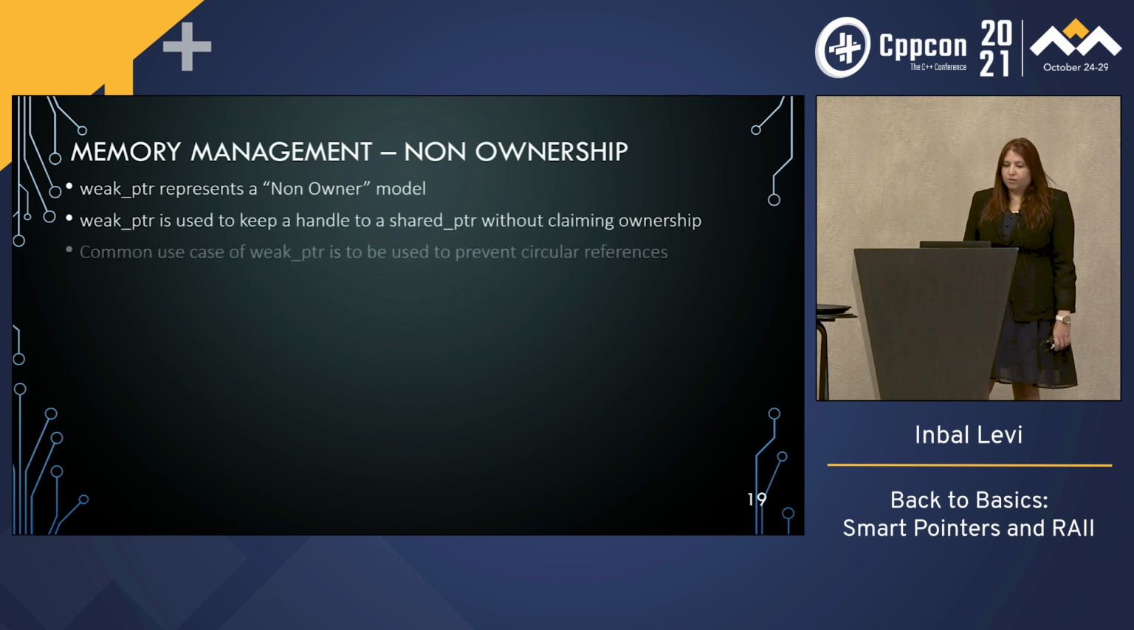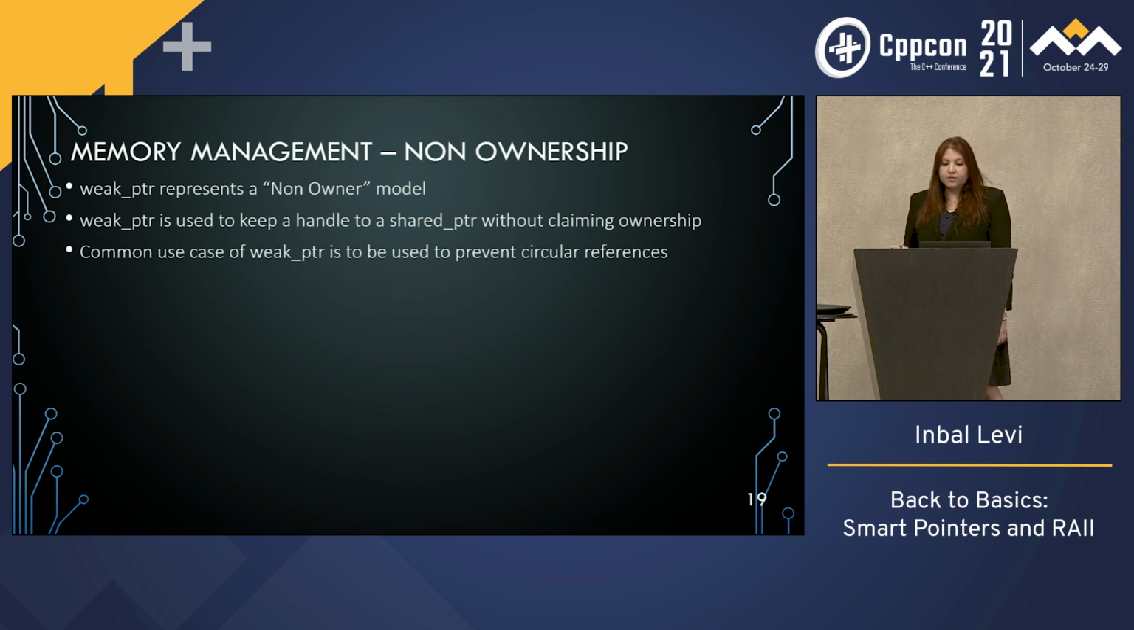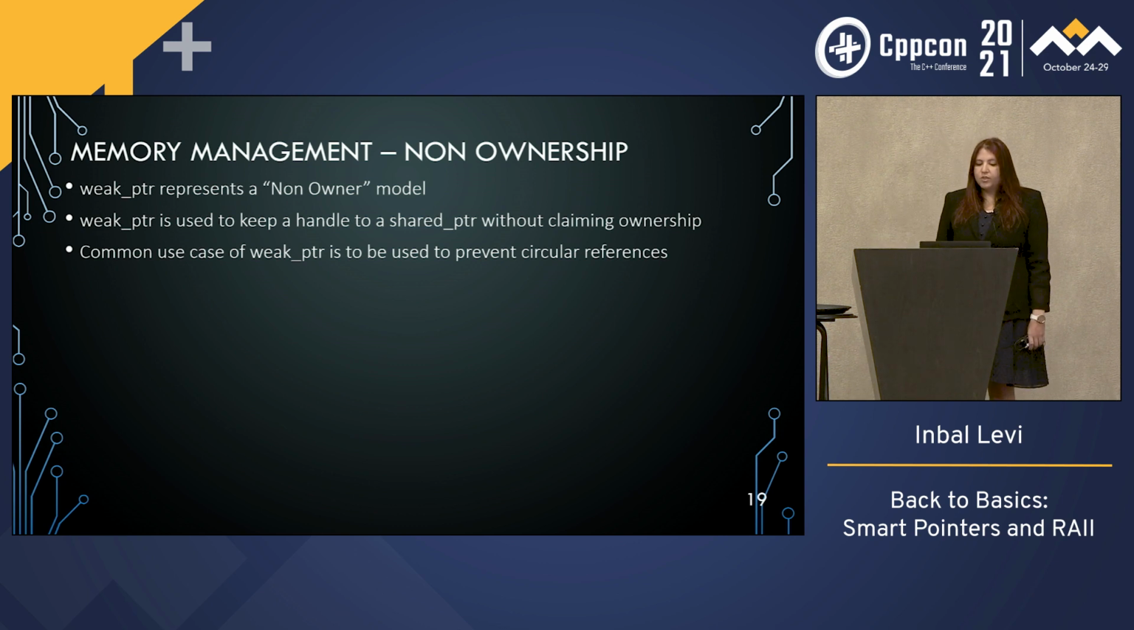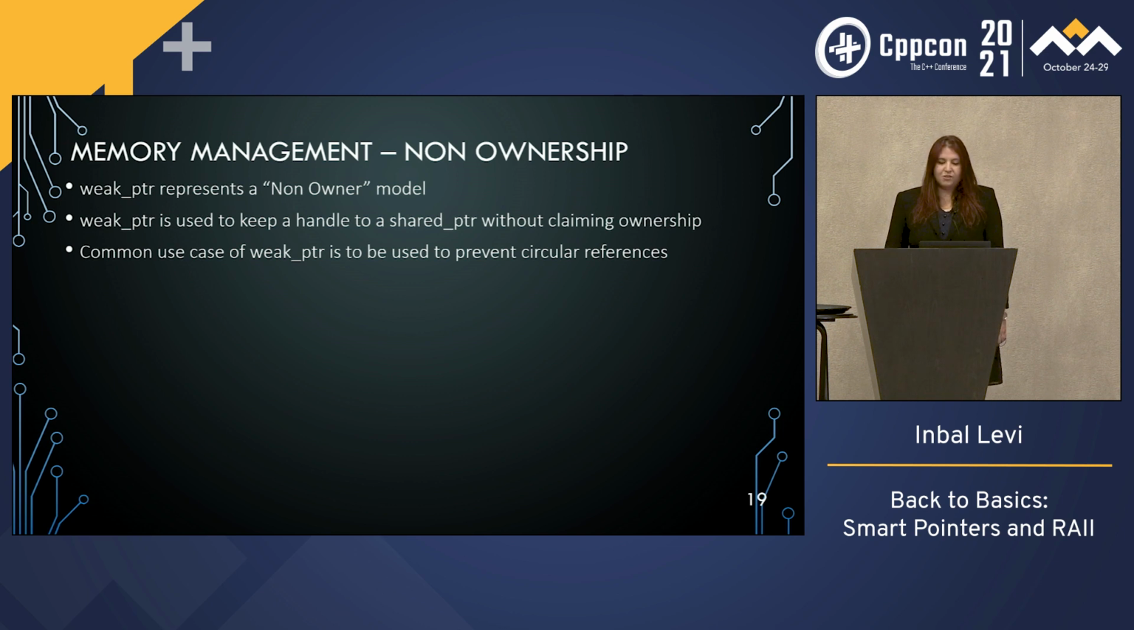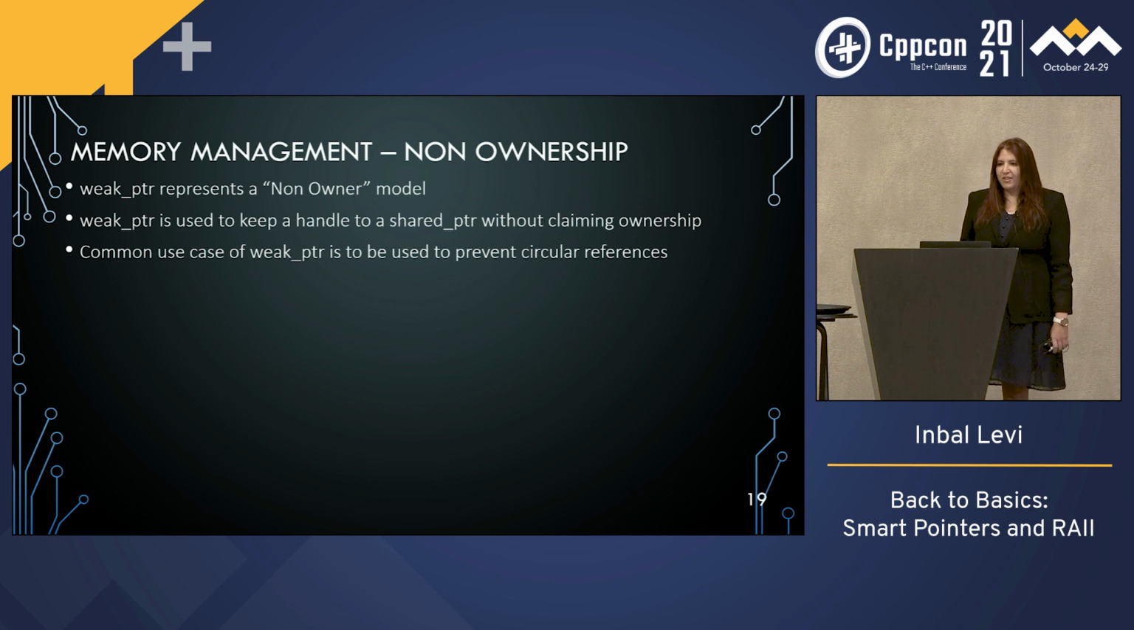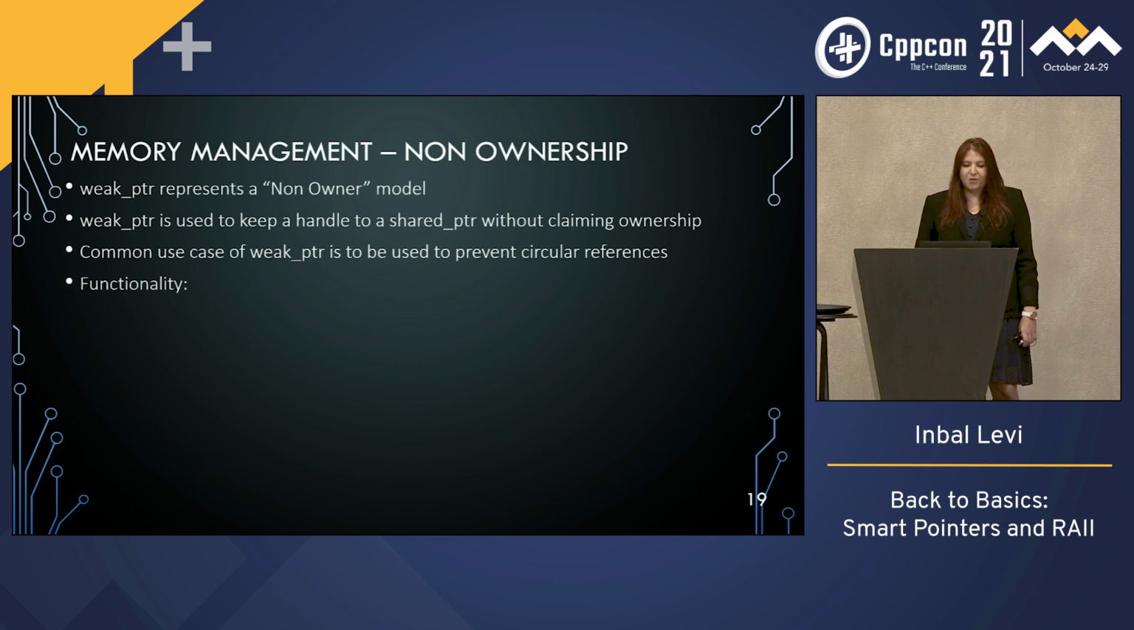Weak pointer is a non-owner model. We use that to claim this ticket or request for a shared pointer without actually claiming ownership. So if you want to have access to something but not keep it, not actually claim ownership on it, we need to use that. A common use case for a weak pointer is to prevent cyclic references. I'm actually not going to go deep into that topic in this talk because there are so many examples online, so you can look for them.